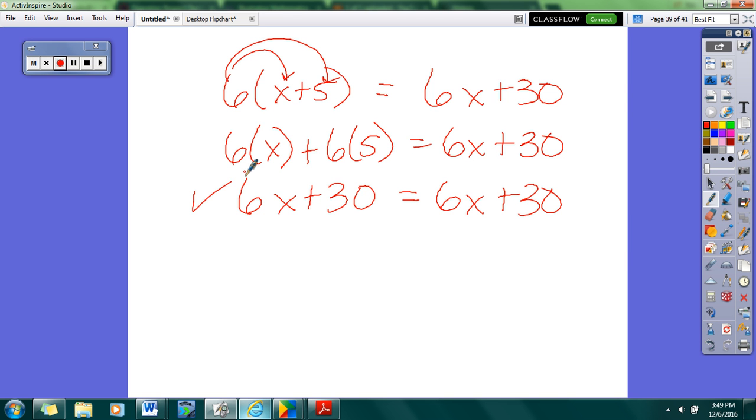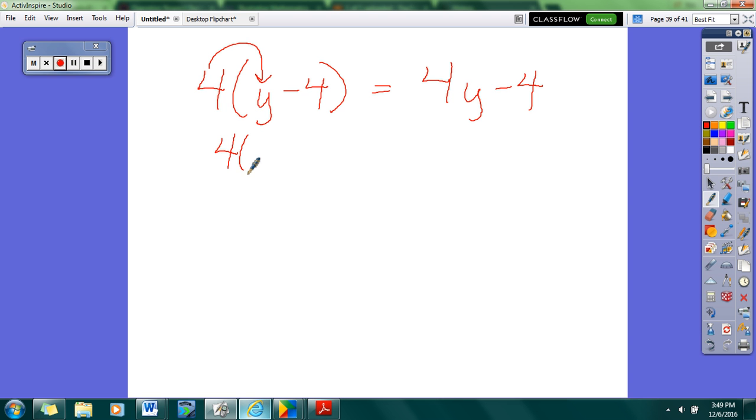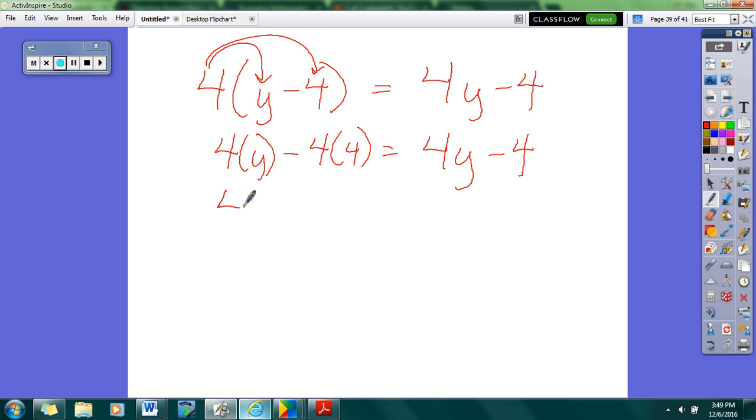All right, and let's look at the final answer of number 9. Number 9 says 4 times y minus 4. Is that going to be equal to 4y minus 4? So I'm going to distribute the 4 to the 4y minus 4 times 4. And I want to know if that's going to be equal to 4y minus 4. So I have 4y minus 4 times 4 is 16. That is not going to be equal to 4y minus 4. So this one is not equivalent.